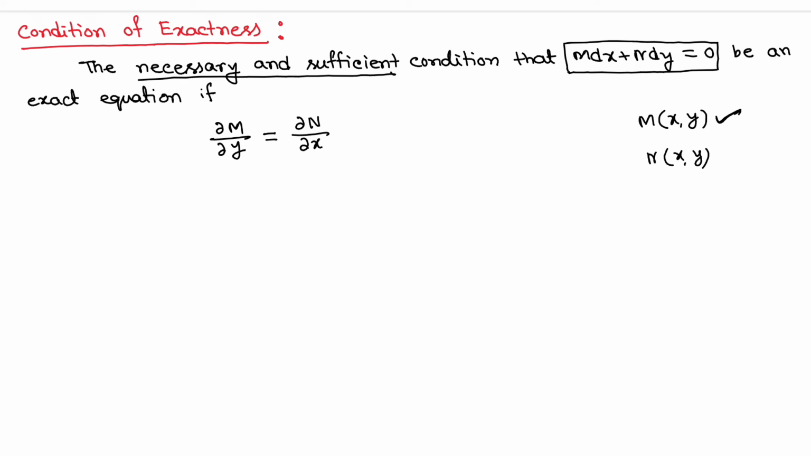Necessary and sufficient means if it is given that the equation is exact, you can say that this condition will hold. Conversely, if the condition is given, you can say that the equation will be exact. That means it is true both ways; it is an implies and implied by statement. Clear? So for an ordinary differential equation, the condition of exactness is del m del y equals del n del x. Now it is very easy. We need not find the function u. Yes or no? Let's try an example.